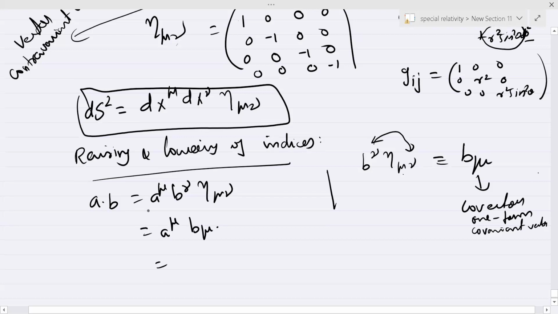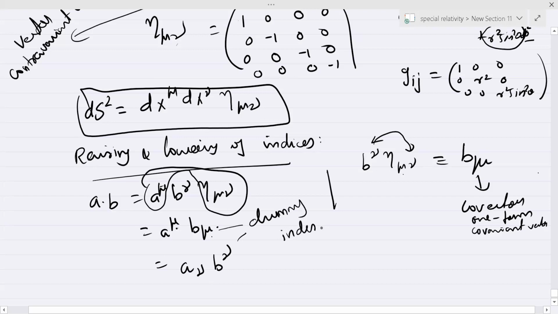You can also combine these two things. This mu will be summed over. You can also write it as A_nu B^nu. Now this mu is known as a dummy index. Here mu and nu are known as dummy indices. Because we are repeating it, using mu twice is a prescription to sum over. If you see something like this, it means a0 b0 plus a1 b1 plus a2 b2 plus a3 b3. So this repeated index is just a prescription to sum over. That's why it's called a dummy index.